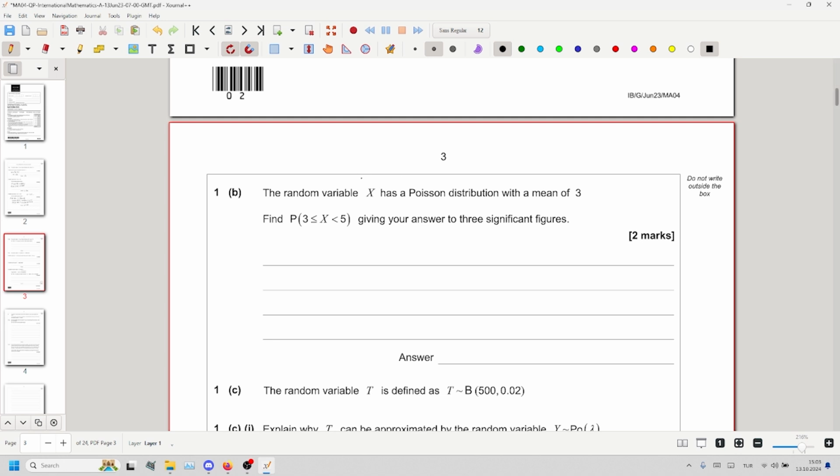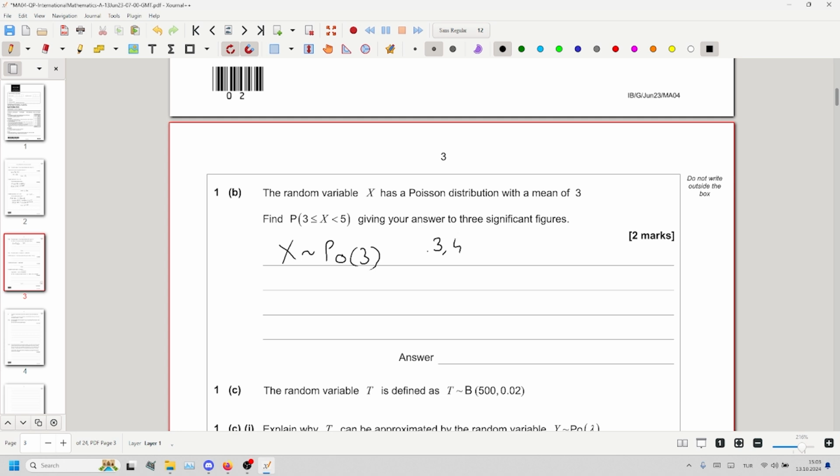So here it tells us that X is distributed with a Poisson distribution with mean 3, and it asks us the probability that X is bigger than or equal to 3 and less than 5. So this essentially means the probability that X is equal to 3 and 4, and the sum of these. So for TI-Inspire users, this is just the Poisson CDF with lower bound 3 and upper bound 4.